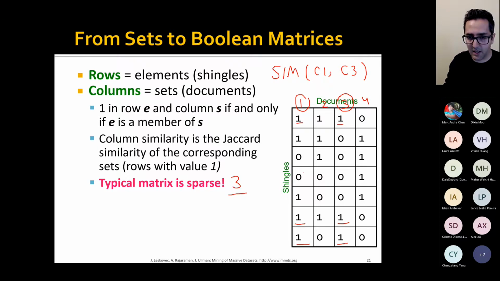Divided by the total number of elements. This one appears in at least one of them. This one appears in the first one but not the third one. We don't care, we are taking the union. And then here, here, and here. So there are 5 elements, and 3 of them are common. So the Jaccard similarity of document 1 and 3, or column 1 and 3, is 3/5. Any question about this?